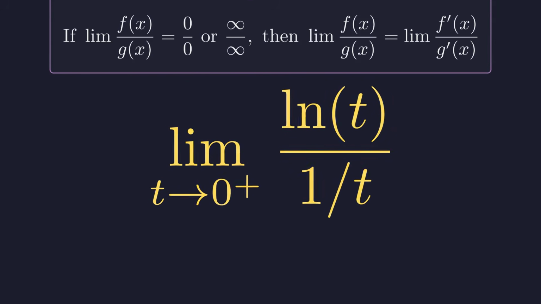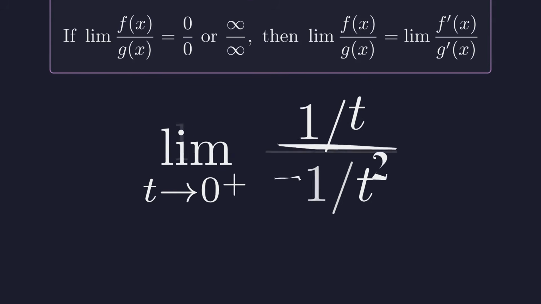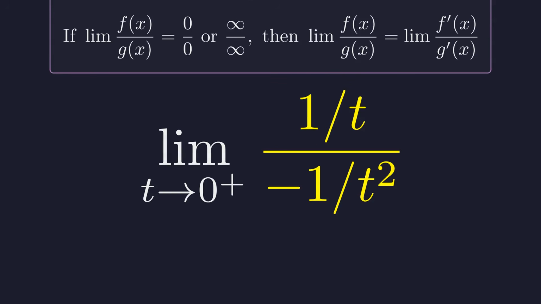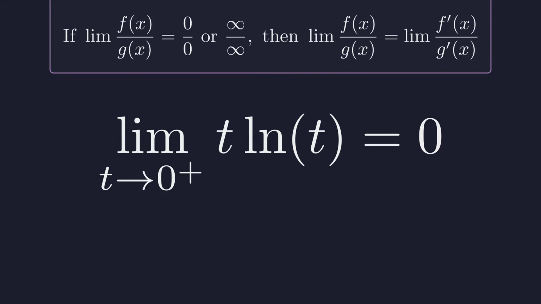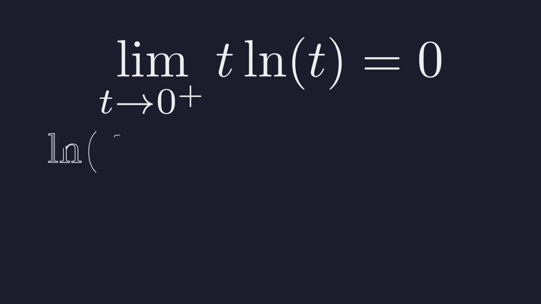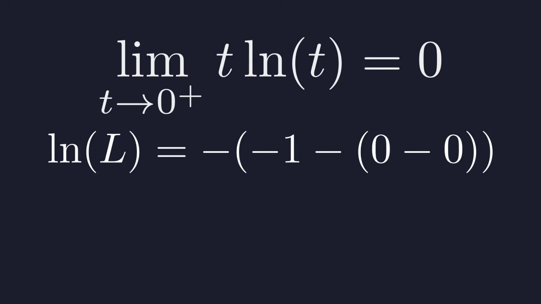Now simplify the complex fraction. It becomes negative t. As t goes to 0, negative t goes to 0. Therefore, the product limit is 0. Substitute that back into the definite integral expression. The bracketed term simplifies to negative 1. So the natural log of L equals 1.